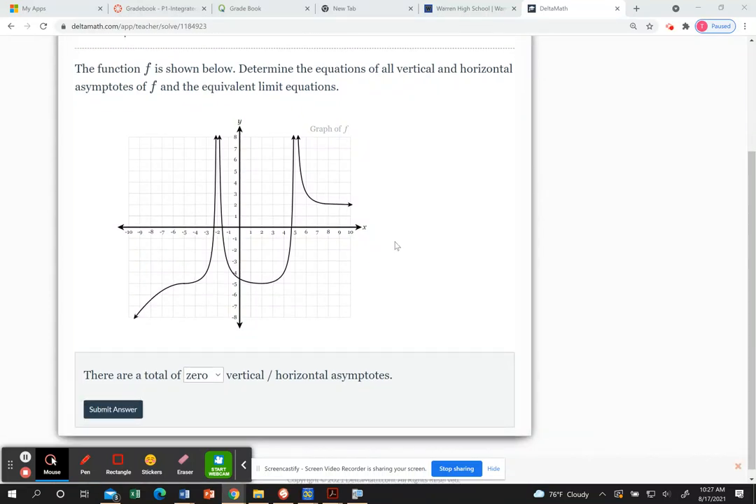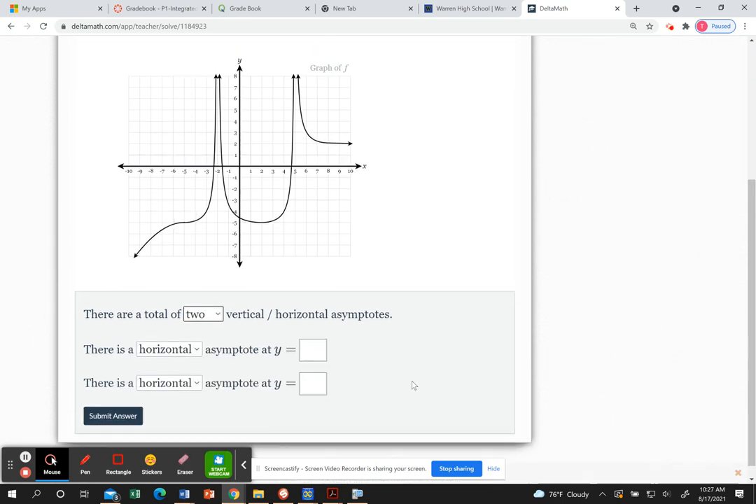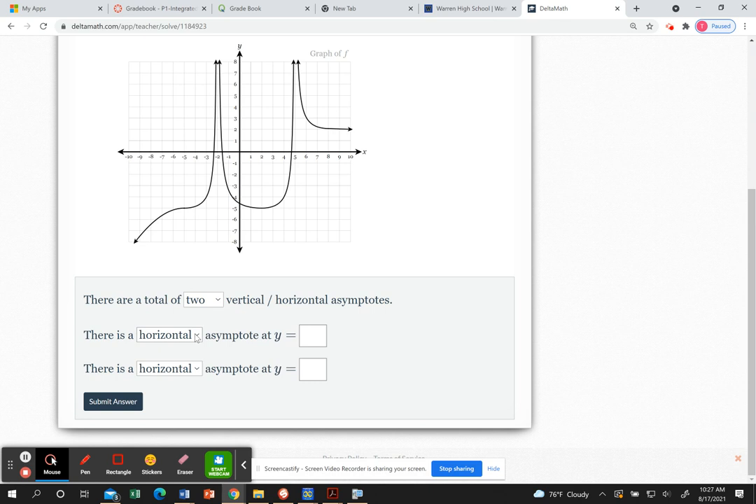Alright, so for this graph, how many vertical asymptotes do we have? Looks like we have 2 vertical, 1 horizontal. Two vertical looks like, right? Yeah. We have 1 horizontal. Hold on. Let's do one at a time. Okay, vertical.